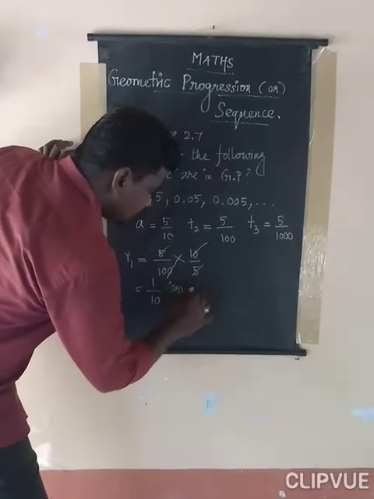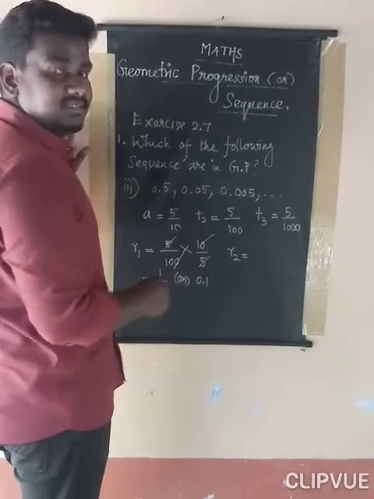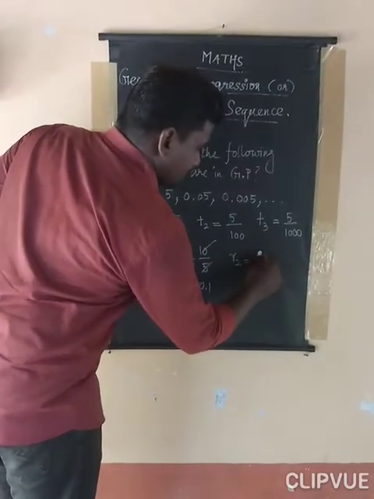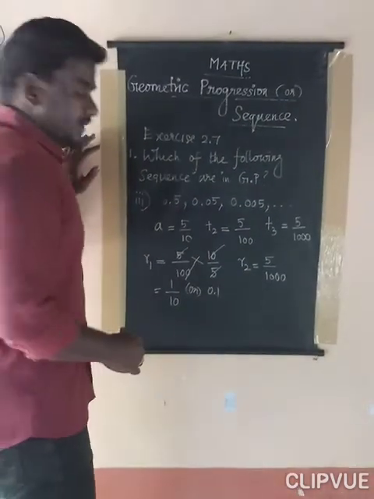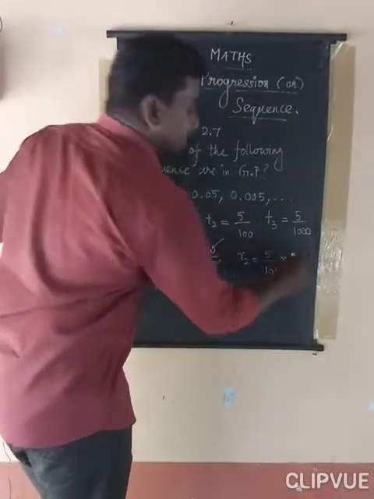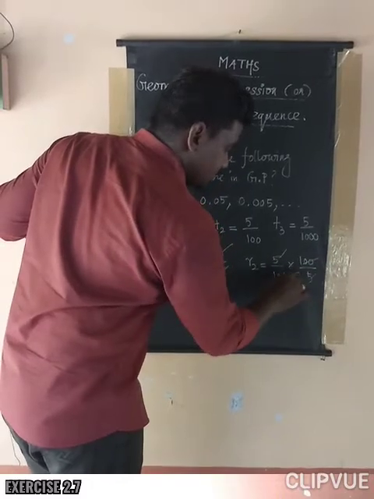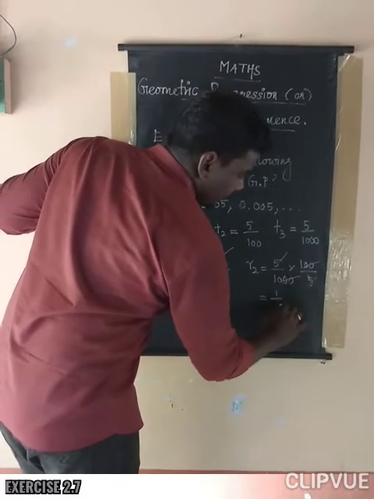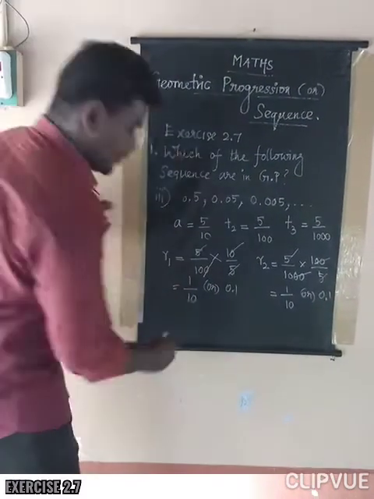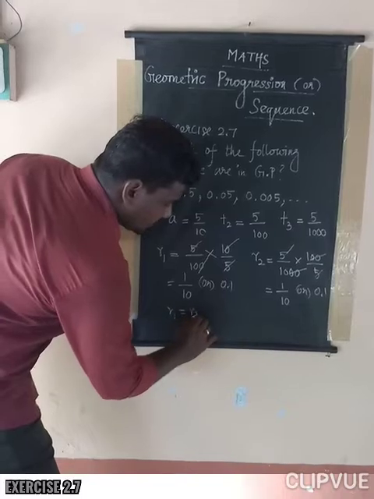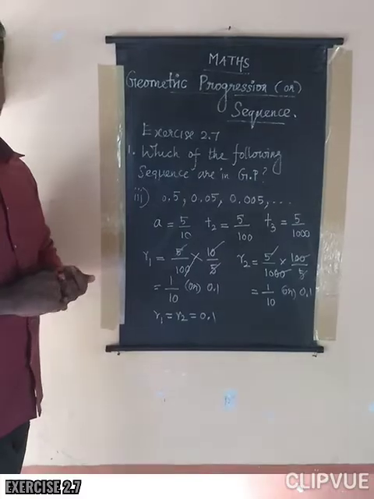R1 is 0.1. Okay. So R2 is the ratio between the third term and the second term. The third term is 5 by 1000, multiplied by the second term's reciprocal, that is 100 by 5. One time. These two zeros will be cancelled. So 1 by 10 or 0.1. So R1 is equal to R2 is equal to 0.1. Therefore, the given sequence is a geometric sequence or geometric progression.